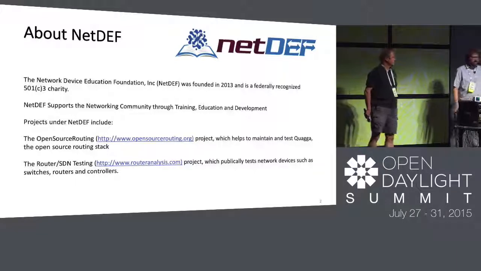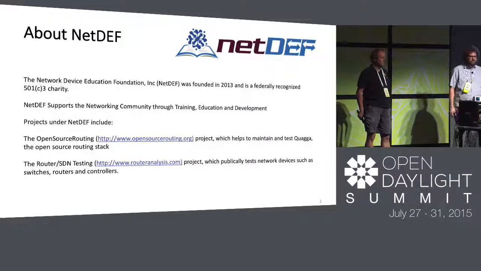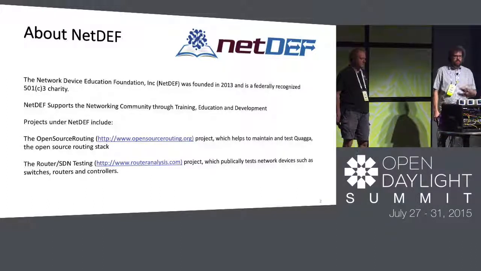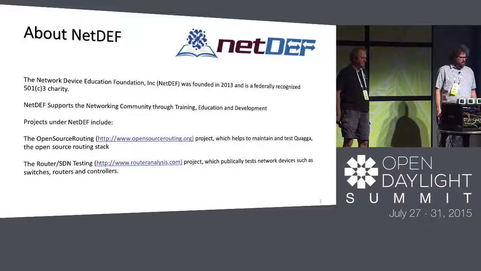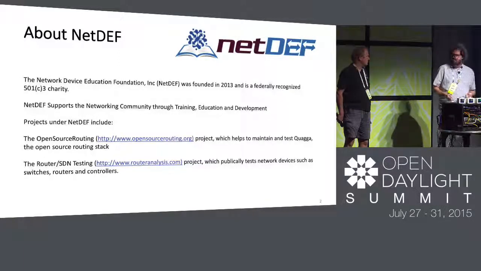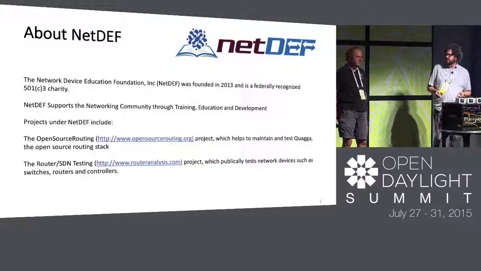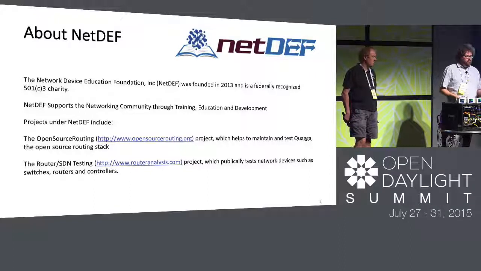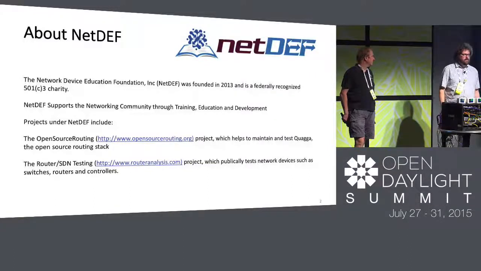So NetDef, founded in 2013, is a 501(c)(3) charity. We do receive money from donations, and that's how we run everything. We do things like this, training. We also manage the open source routing project, which Martin is the best representative of, which would be Quagga. And then we do router and SDN testing. With the router and SDN testing, we have these different sites: router analysis and SDN testing, and then open source routing.